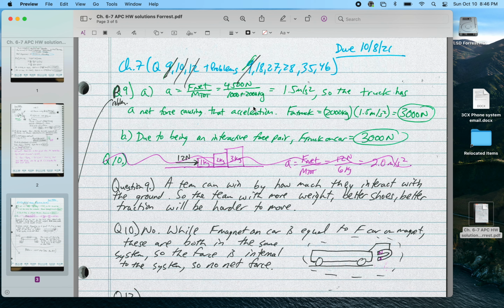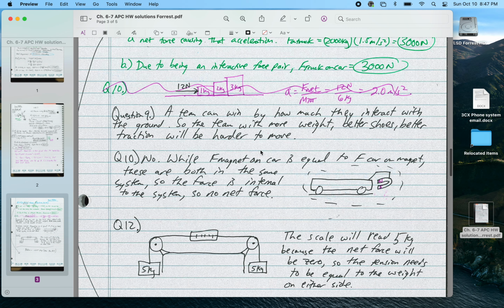So if you apply that to the truck, that means that the truck's mass of 2,000 kilograms accelerating at that 1.5 meters per second squared means that the car has to be pushing the truck with 3,000 newtons of force. Since it's an interactive force pair, the force of the truck must be back on the car with the same 3,000 newtons. Therefore, the net force on the car forward would be 4,500 newtons from the ground minus the 3,000 newtons pushed back from the truck. That's 1,500 newtons of net force on a 1,000 kilogram car, so it therefore has the same acceleration as we found earlier. That's an example of an acceleration constraint.